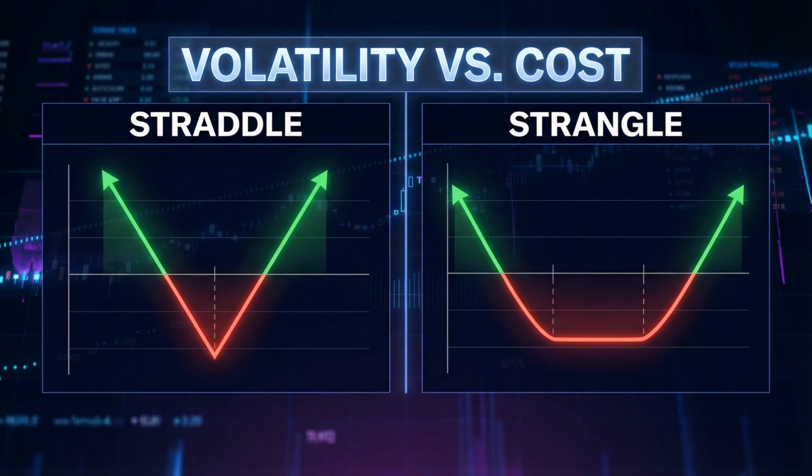A long strangle costs 30% less than a straddle, but often requires a 50% larger move to break even. Here is how to choose based on volatility, not just price.